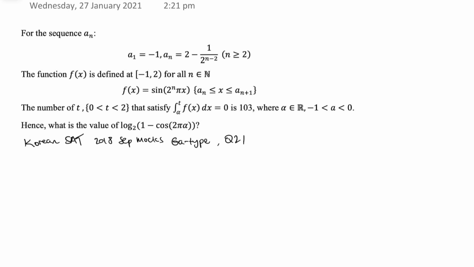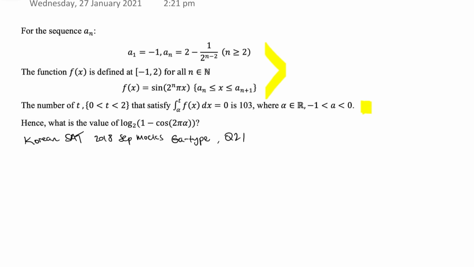So we can divide this question into two parts. In the first part, we want to focus on the function itself. And the second part is looking at this integral. So before we do anything, let's start by drawing the graph of f of x to visualize it.